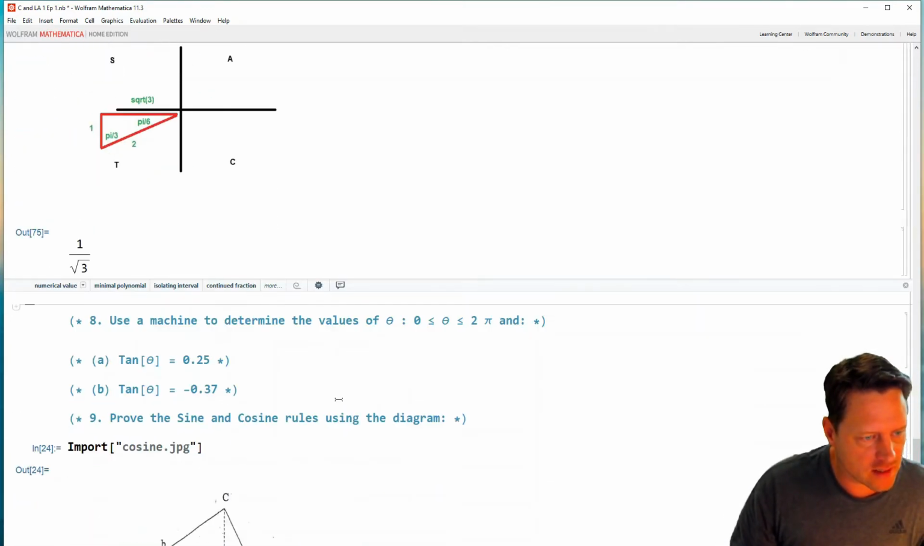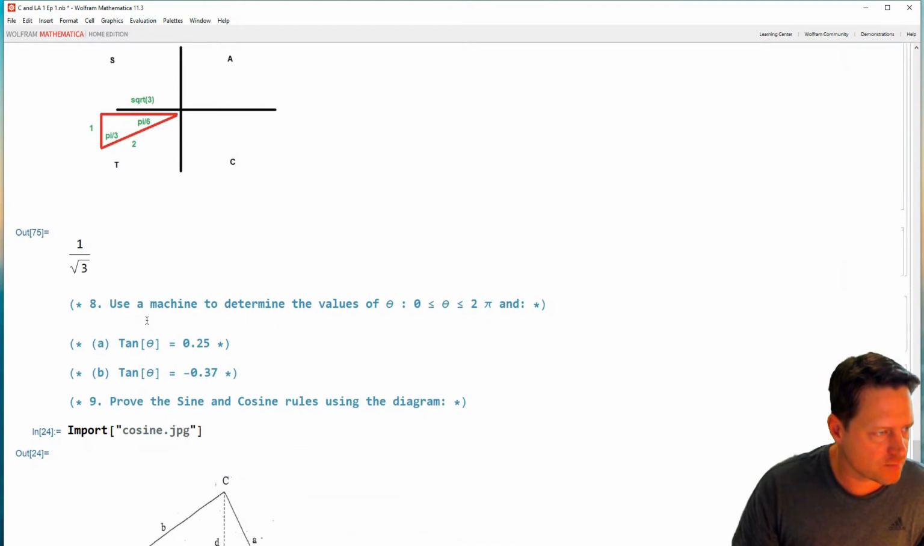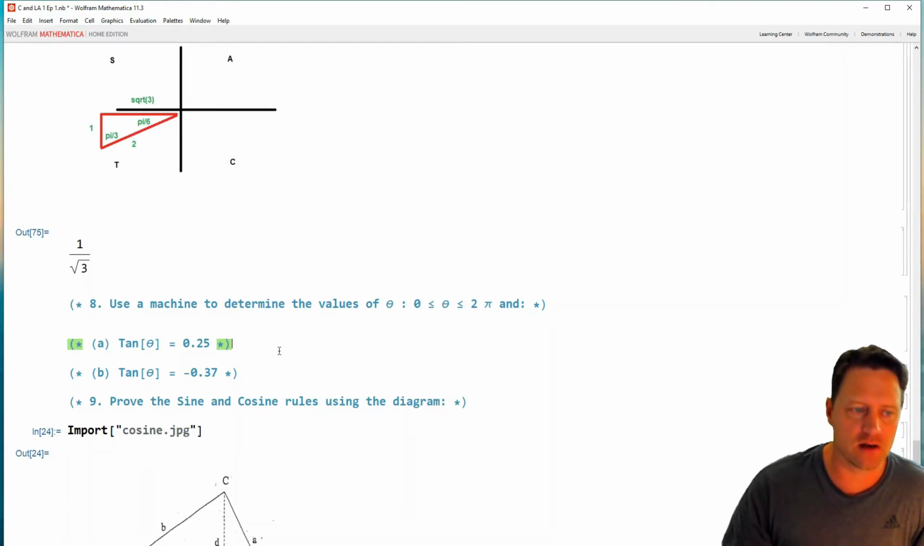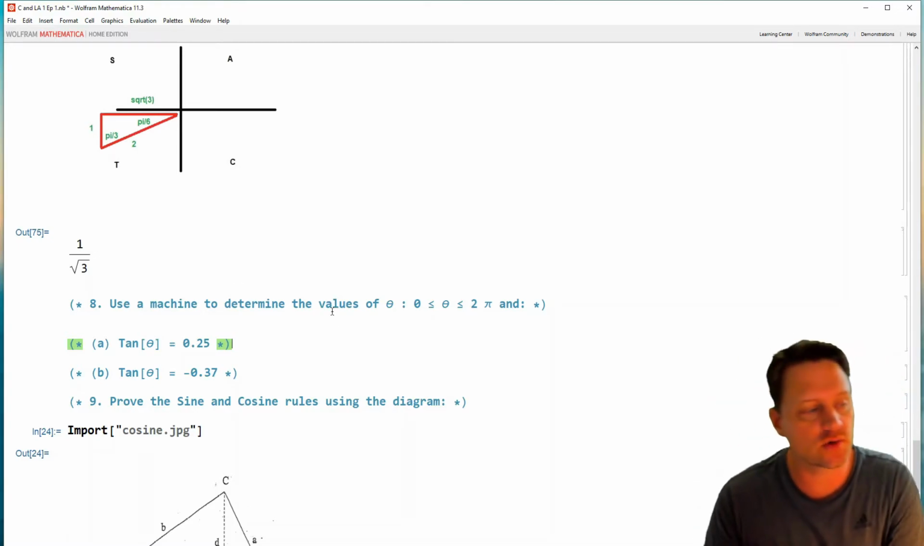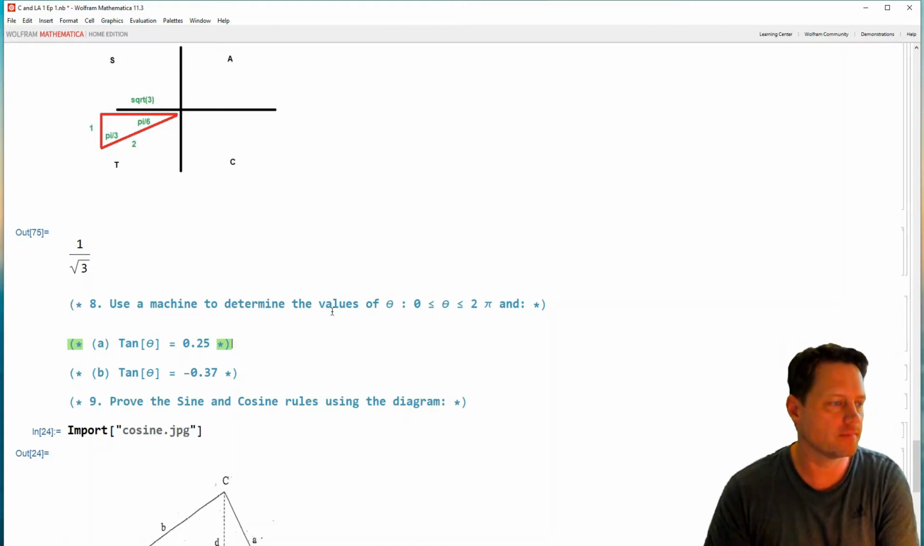Okay, let's have a look at the next one. Use a machine. Now this problem could say use a calculator. So you could do this with a calculator too, or you could use Mathematica to do this. But I'll point out an important distinction first between a calculator and Mathematica.